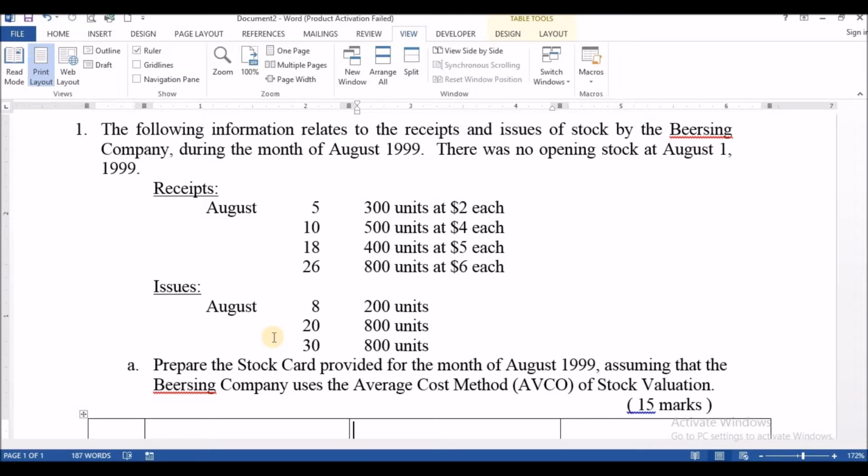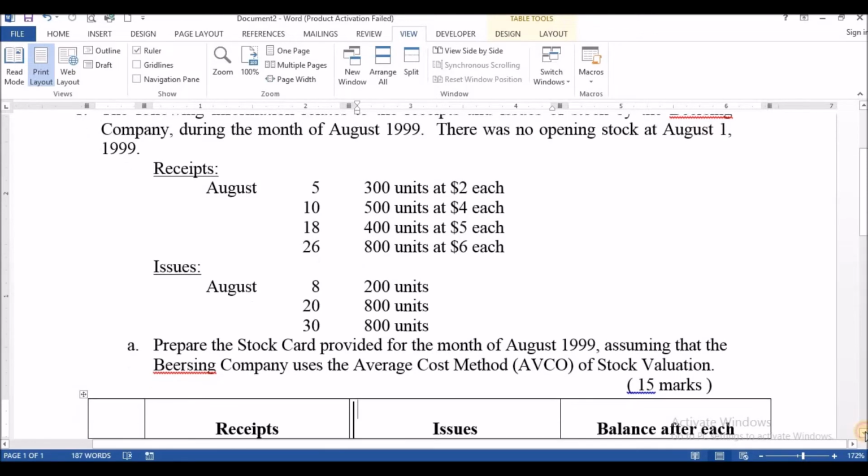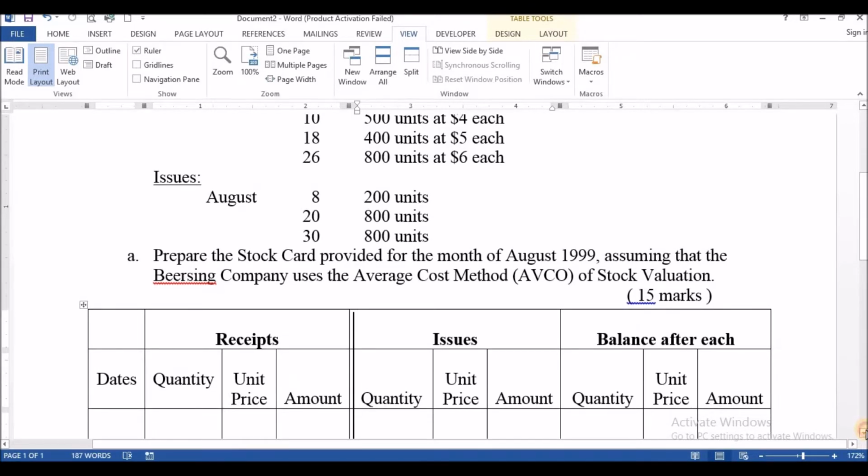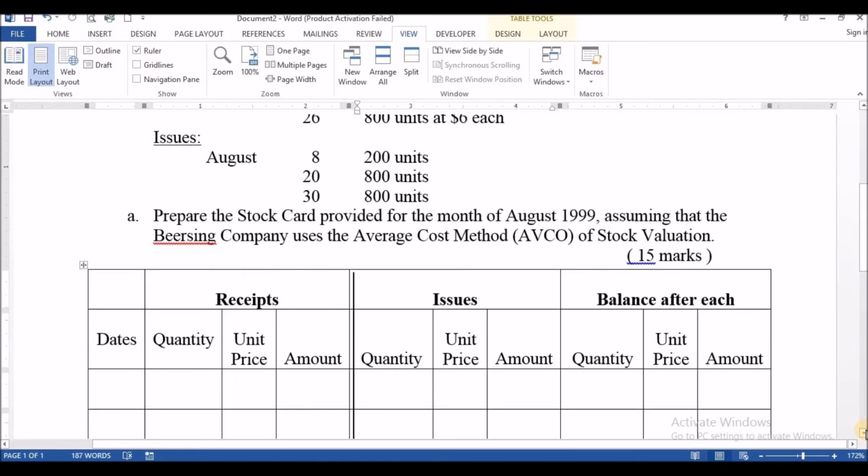So we're going to start first with FIFO, first in, first out. Then we're going to move into LIFO. Then we're going to do AVCO. There's no one set format to do stock valuation. Basically, for CSEC, you're going to complete the stock valuation card that is given. But once you have the basic concept of what is a receipt, what is an issue, and the balance, then you will be fine.